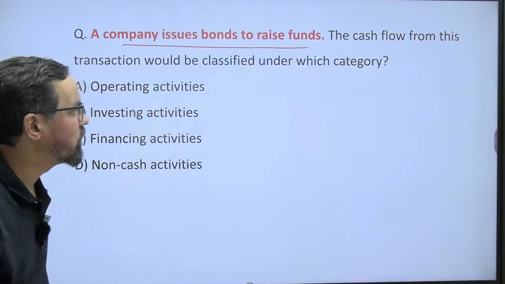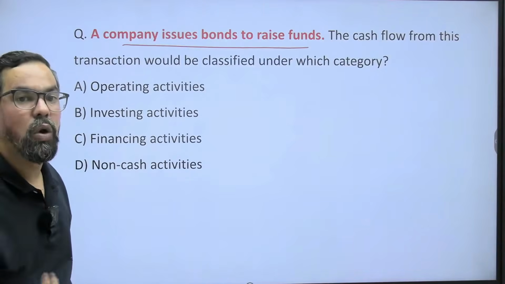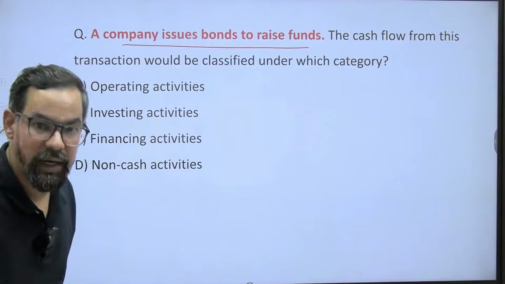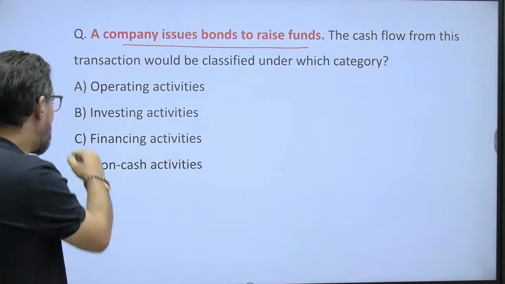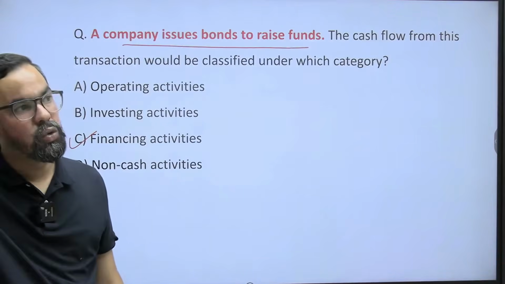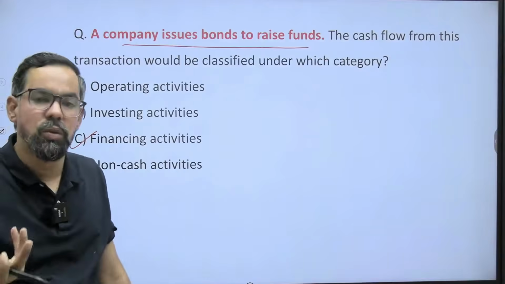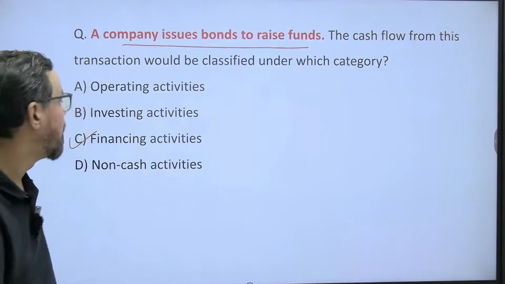So the cash flow from the transactions would be classified under bonds. Bonds is a form of debt. Debt is part of your financing activity. So what will be your correct answer? Financing activity. Let's say your company issues bonds worth rupees 50 crore. So what they are doing? They are raising funds from the market. They are borrowing money from the market, right? So that is the one.